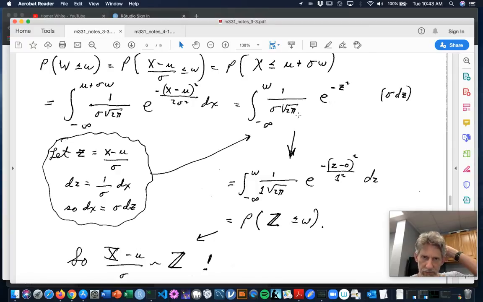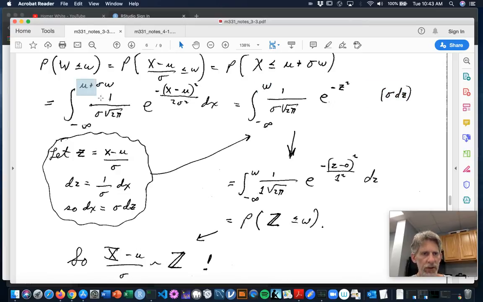I think I got something wrong, I wonder if the top is wrong here. Let me see what's inside. So this stuff here just stays what it is. But this stuff is actually a minus z squared. Okay, and the dx, I'm writing it as sigma dz. I'm wondering about the top here. Do I have that right?